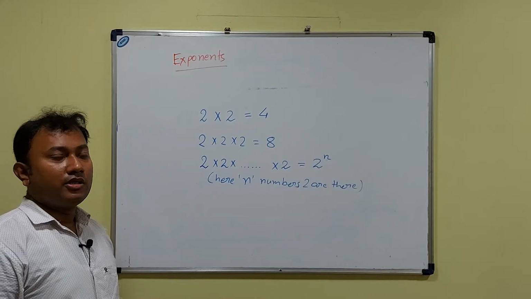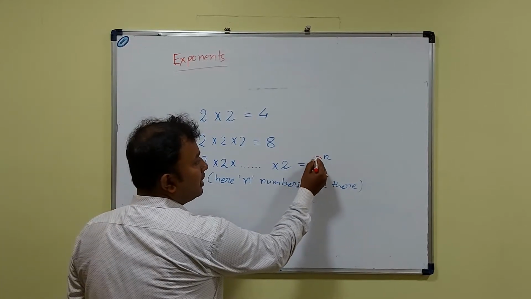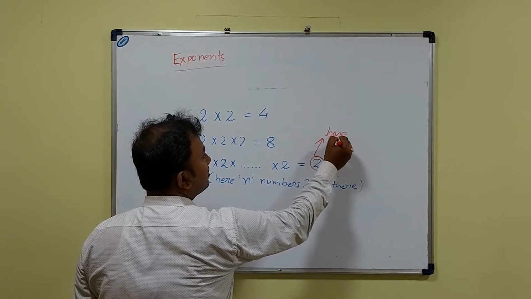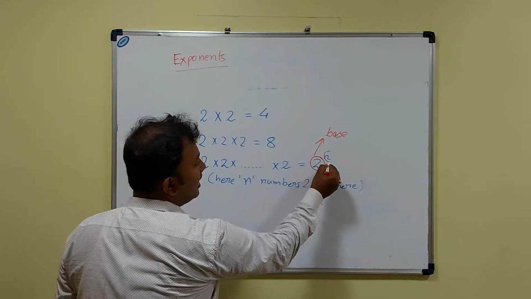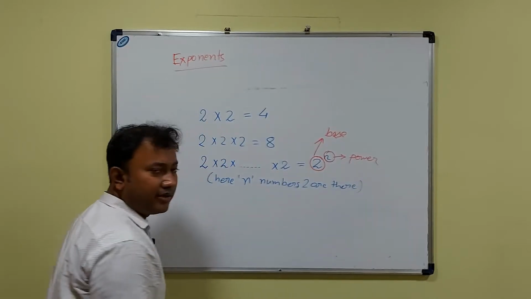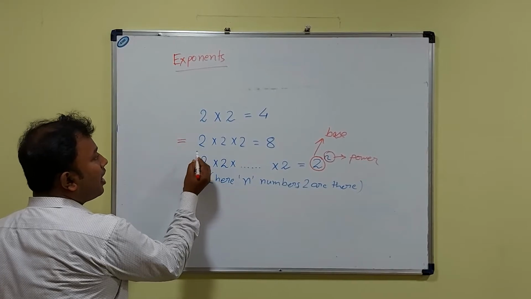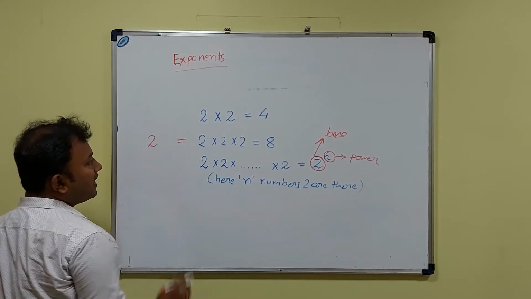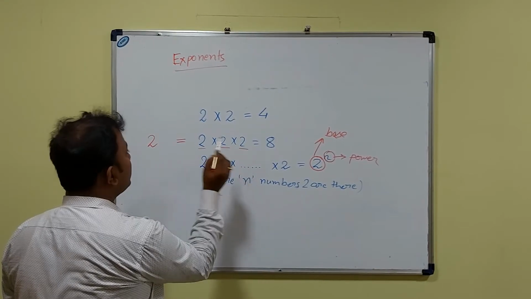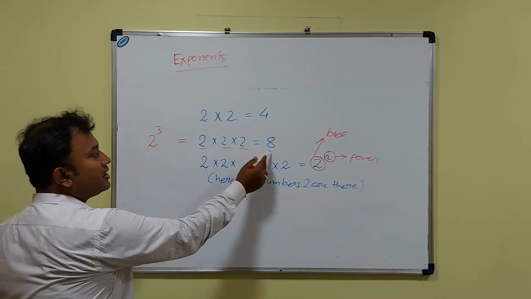Now this 2 is known as the base, and this n is known as the power. So how can we write this? First we write the base, which is 2. How many 2's are there? 1, 2, 3, so the power will be 3. So 2 to the power 3 is 8.